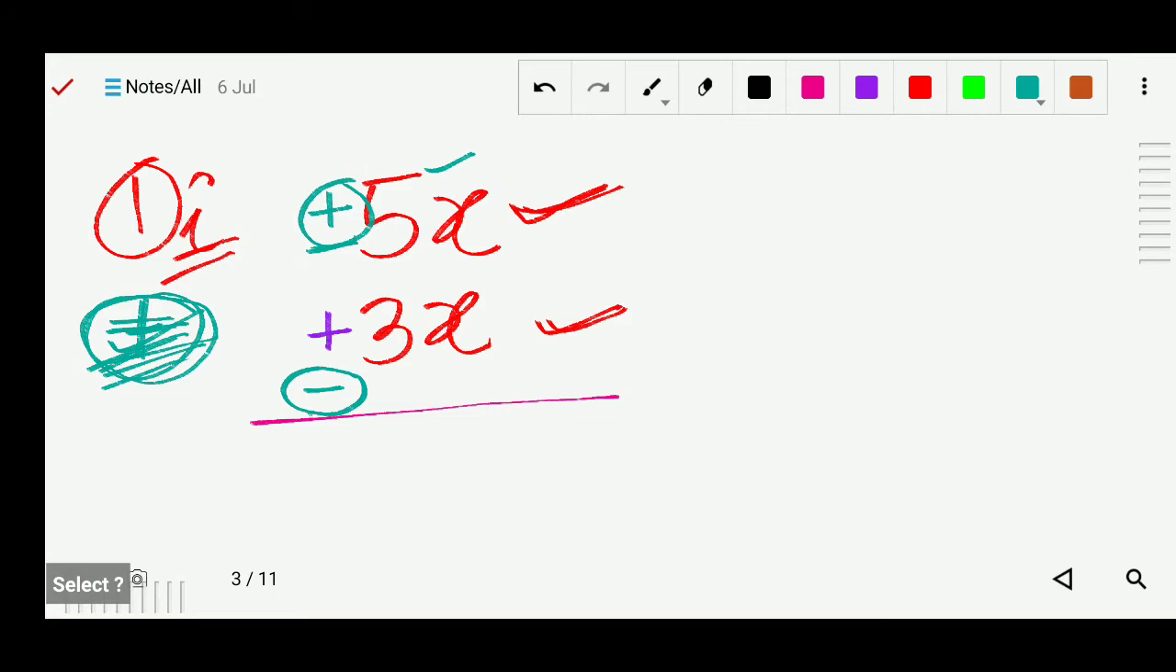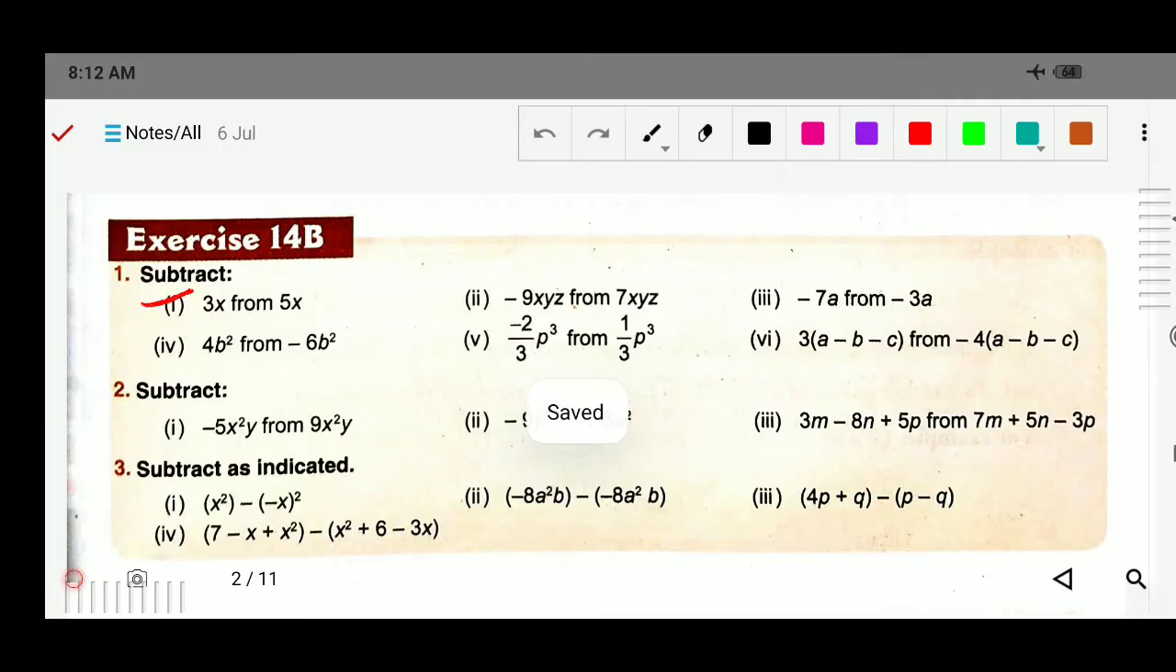So between 5 and 3 there will be minus, subtraction. So 5 minus 3 is 2, and this variable part we write the same. Now which sign will be there? Check the greatest number, the bigger number is 5, so before that there is a plus sign, so it will be plus sign, so the answer is 2x. Okay, so this is your answer. Now one more question, let's solve.